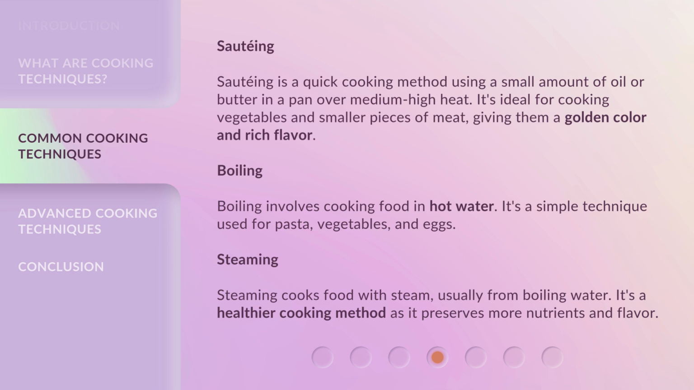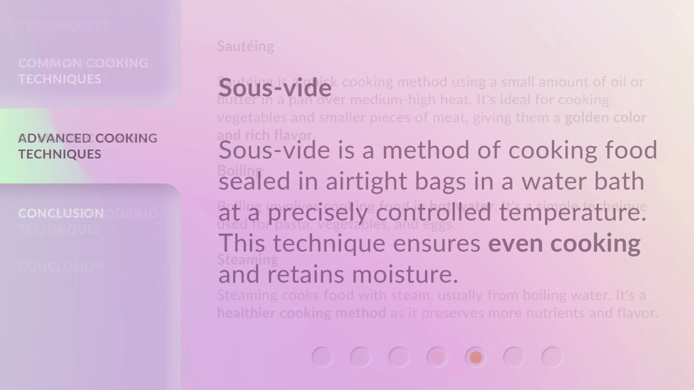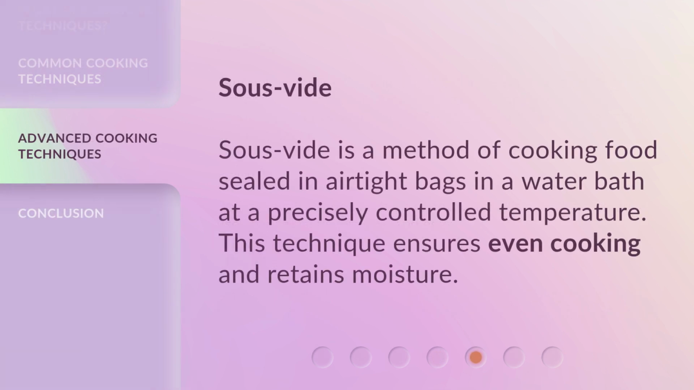Steaming. Steaming cooks food with steam, usually from boiling water. It's a healthier cooking method as it preserves more nutrients and flavor. Sous vide. Sous vide is a method of cooking food sealed in airtight bags in a water bath at a precisely controlled temperature. This technique ensures even cooking and retains moisture.